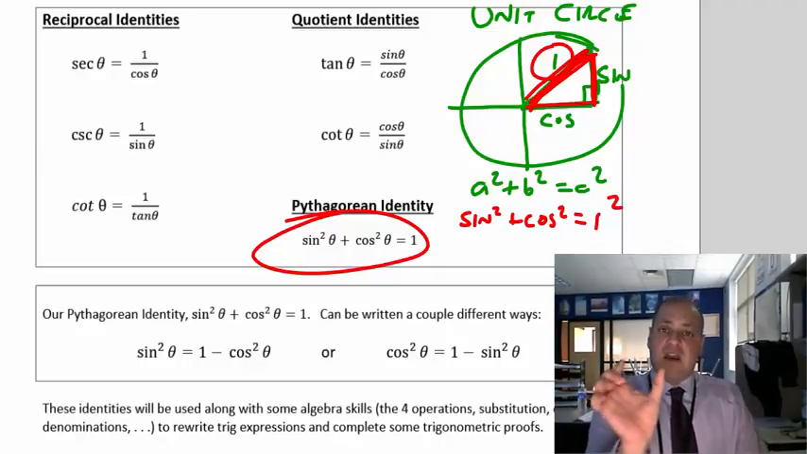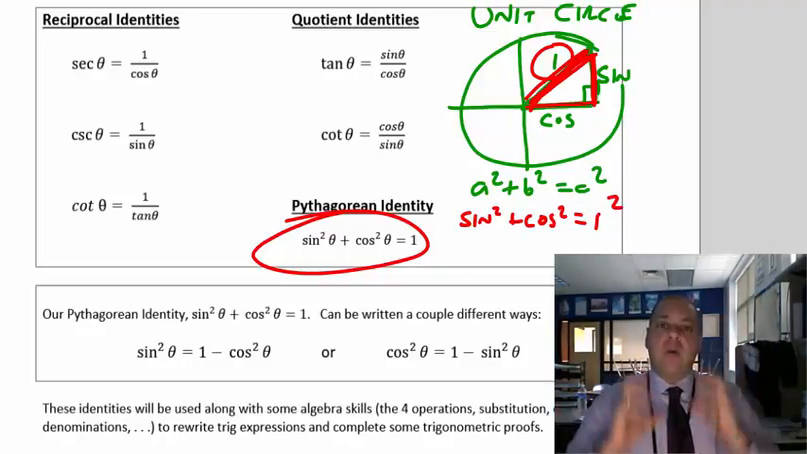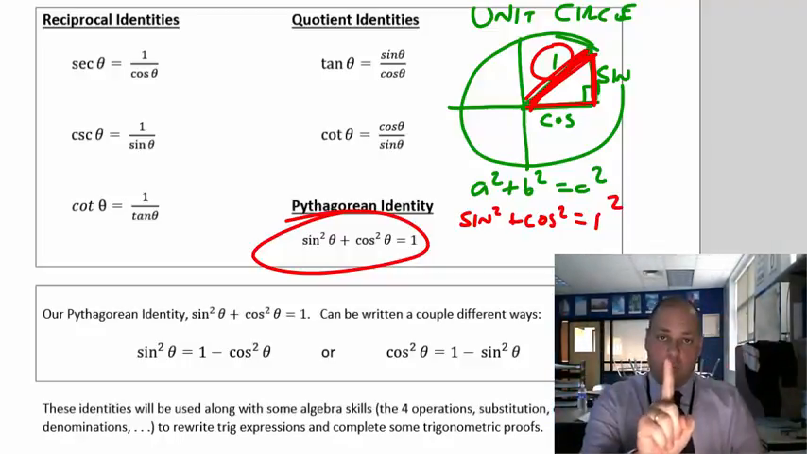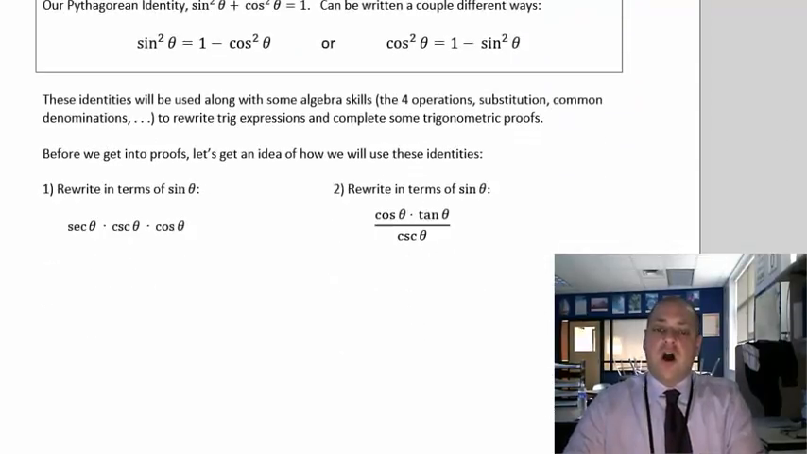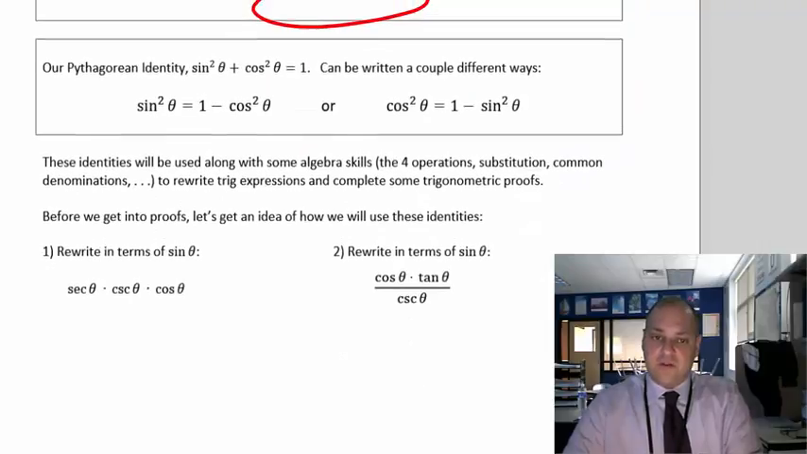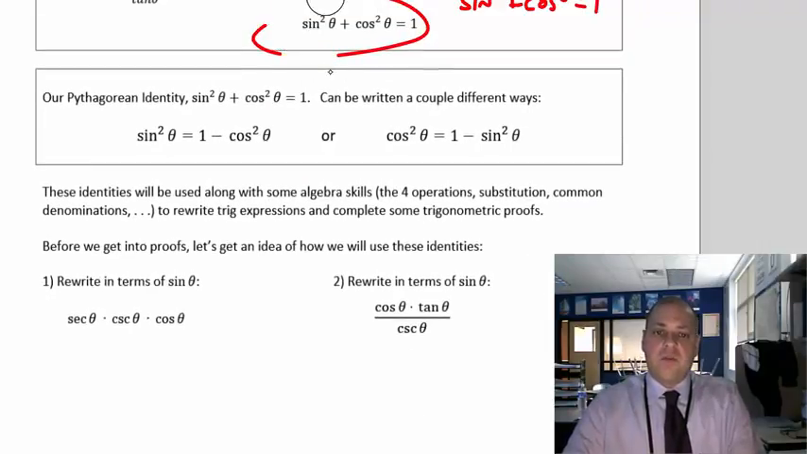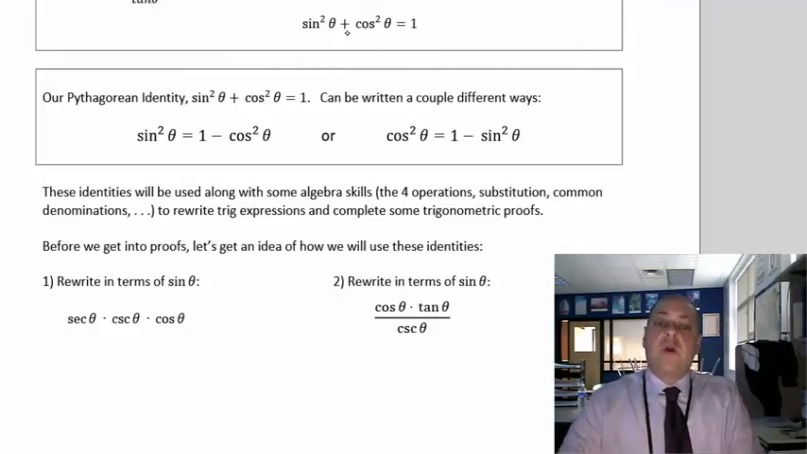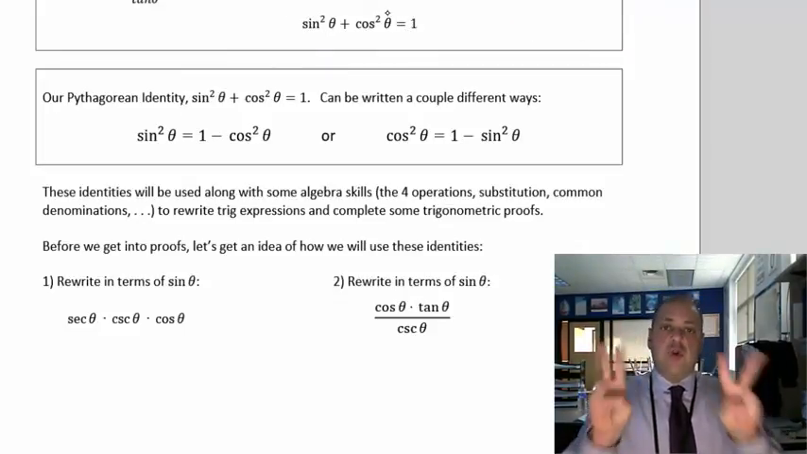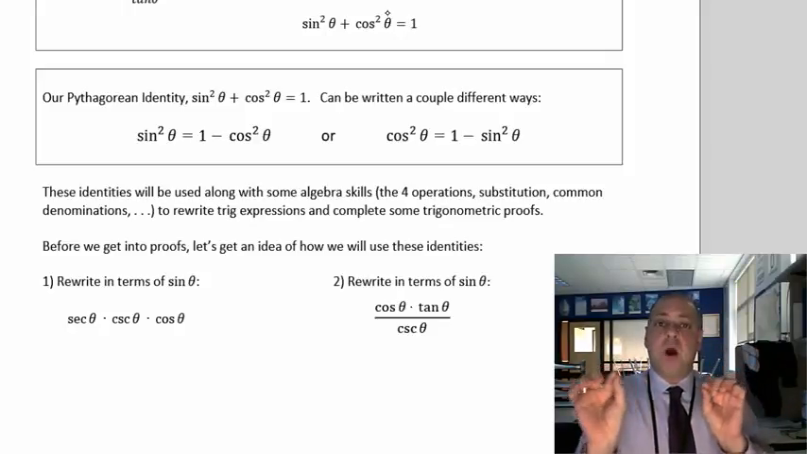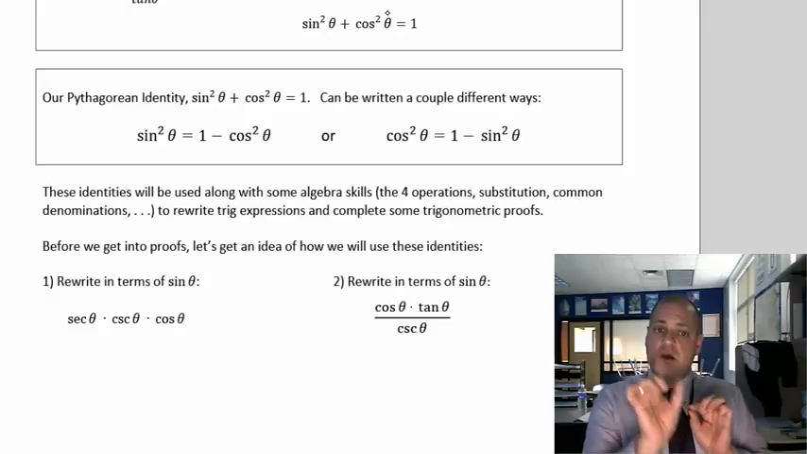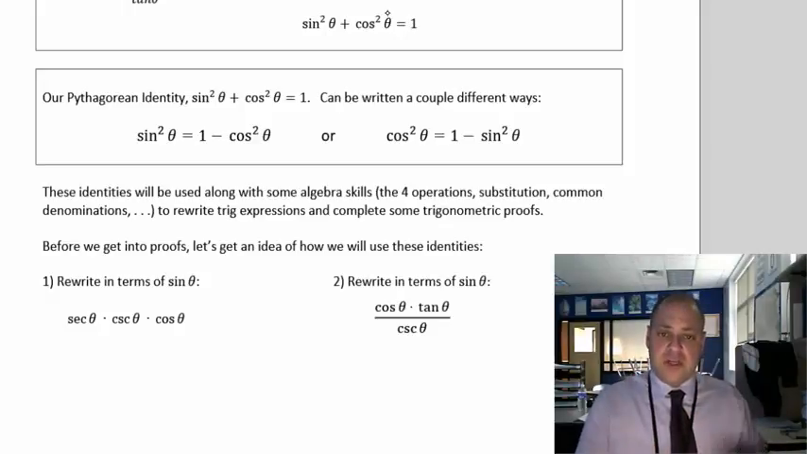Whenever you see in an expression sine squared plus cosine squared, you're going to take it out and replace it with the number 1. Just 1. It's nice and easy. Now, from sine squared plus cosine squared equals 1, we get two more identities just by transposing something to the other side of the equation.